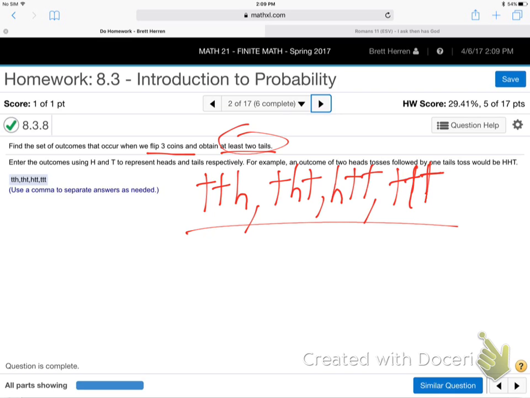So just listing out what could happen. See, I flipped a coin. I flipped the coin 3 times. I got at least 2 tails. Well, then those are one of the things that happen right there. If you got at least 2 tails.